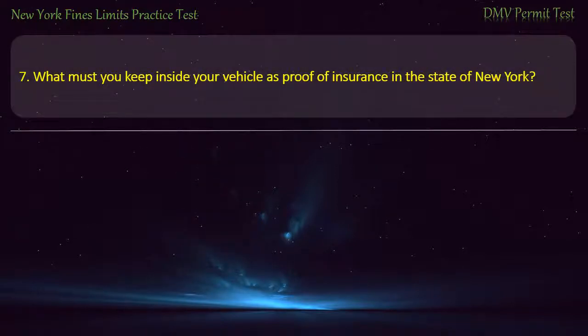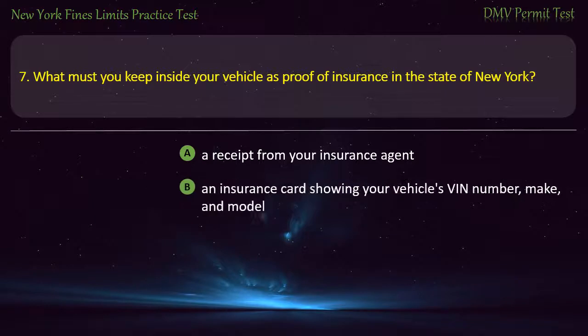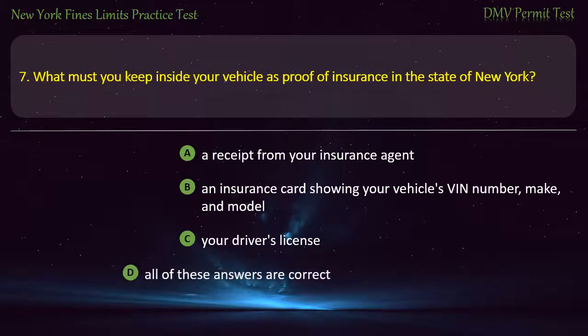Question 7. What must you keep inside your vehicle as proof of insurance in the state of New York? A receipt from your insurance agent. An insurance card showing your vehicle's VIN number, make, and model. Your driver's license. All of these answers are correct. Answer: An insurance card showing your vehicle's VIN number, make, and model.